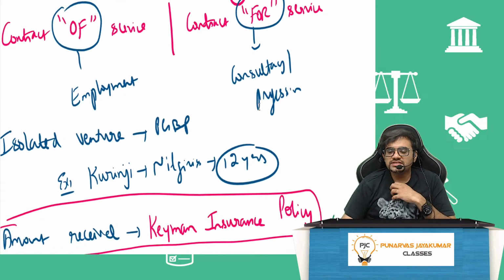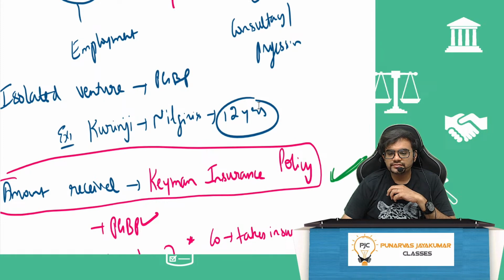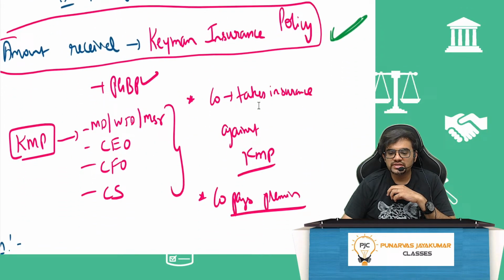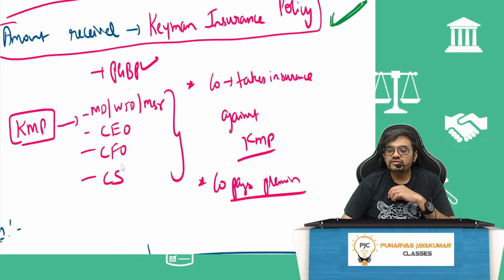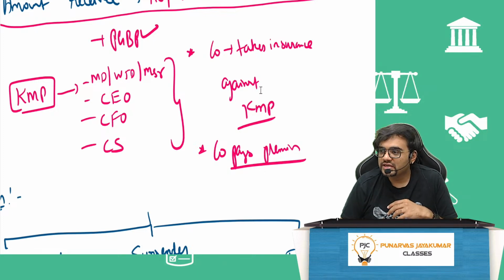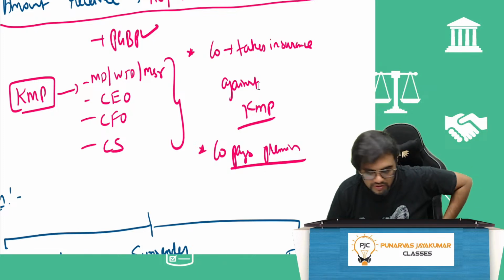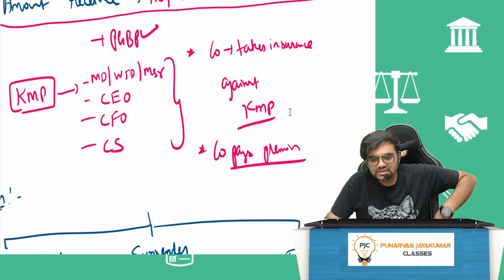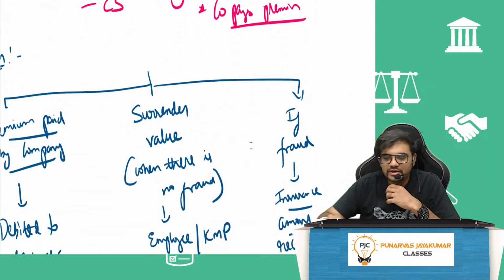Then there is something called a keyman insurance policy. That is taken on the life of a key managerial personnel, anybody who is a key person in a company, like the MD, whole-time director, manager, CEO, CFO, etc. I will take keyman insurance against the KMP, in case something happens to his life, or in case he commits a fraud. Who will pay the premium for that? The company pays the premium. Company always pays the premium.